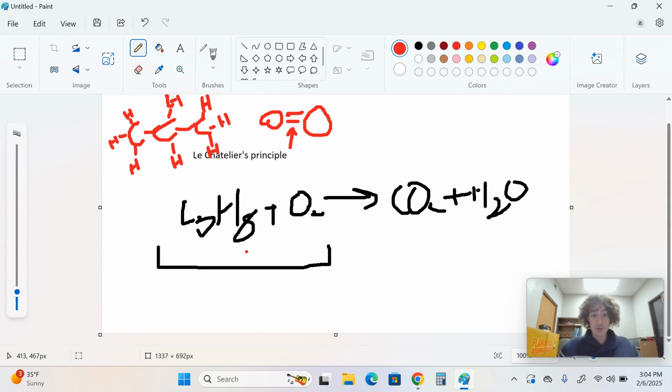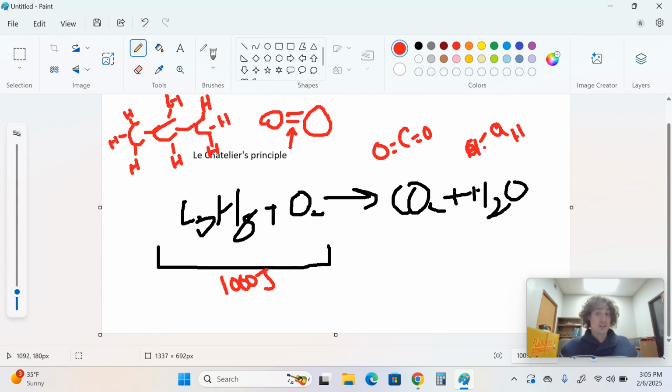So those are the bonds there, and I'm just going to make up a number. I'm going to say there's 1,000 joules of energy on this side. That's the energy stored in those bonds. And then over here we have carbon dioxide, that's a C double bonded O. And then I have my water molecule, which would look like this: two O-H bonds.